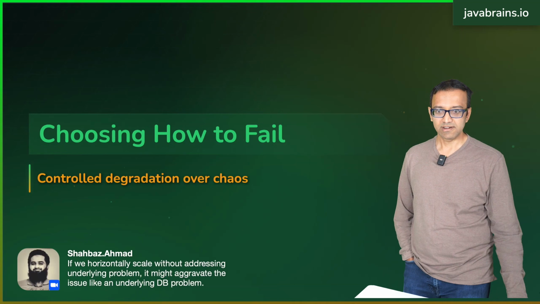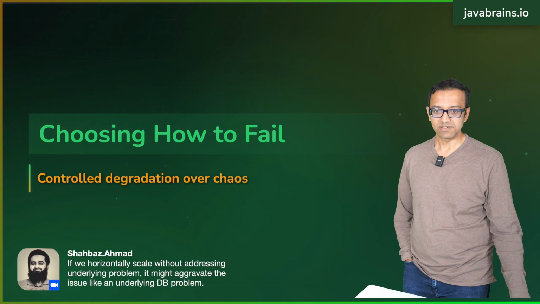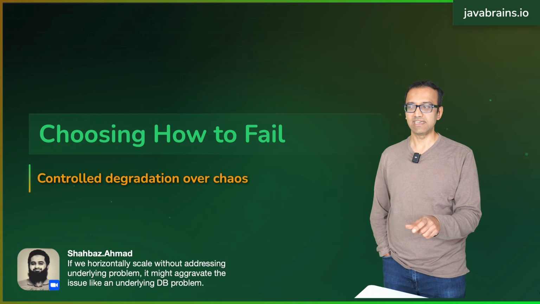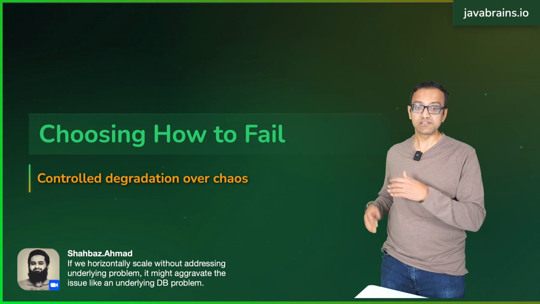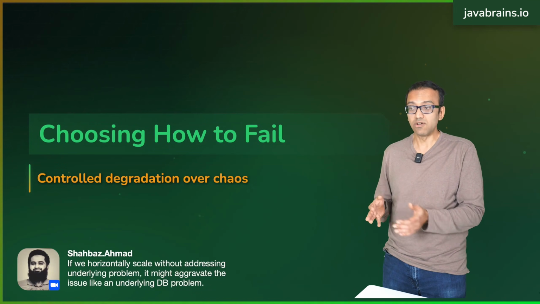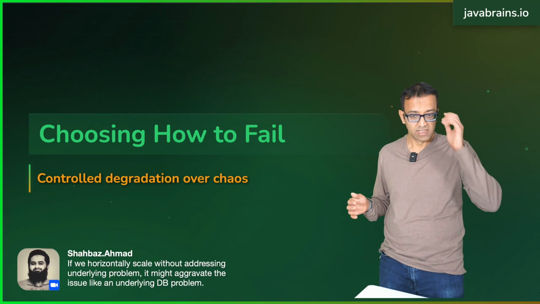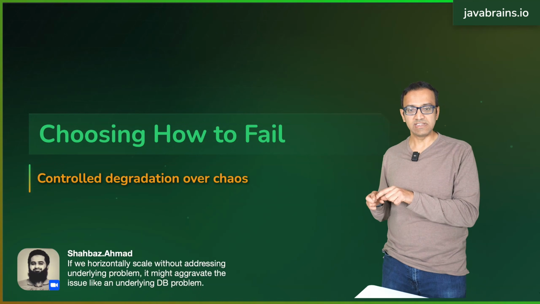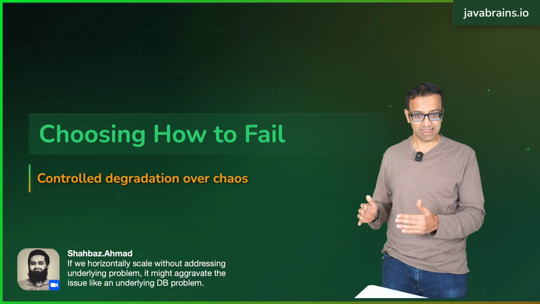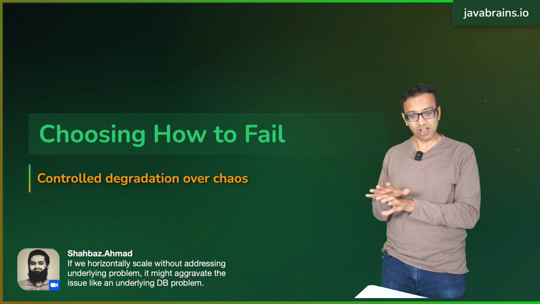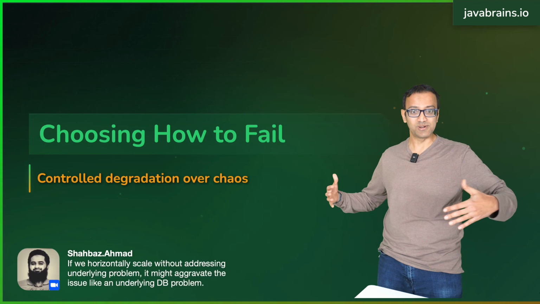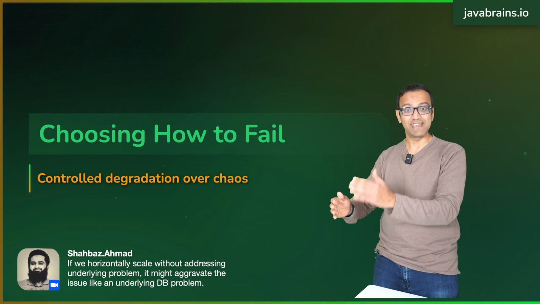If you horizontally scale without addressing the underlying problem, it might aggravate the issue with an underlying DB problem. Yes, that is true. So what this comment is addressing is that if, let's say, there is one more service down the line, okay, so you have a recommendation engine which is slow, and you go, well, okay, it's slow, I'm just going to add more nodes. Now, the problem with that is if the recommendation engine is talking to a DB which cannot be horizontally scaled, and it has a limit, then just scaling this is going to solve the problem for the recommendation engine, but it transfers the problem to the database, because now all these new nodes that you horizontally scale are all going to start hammering the DB, and now the DB has a problem.